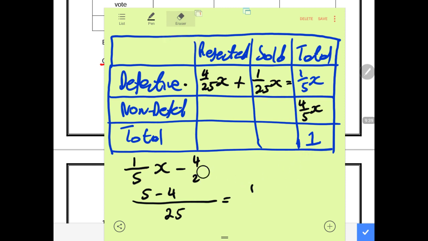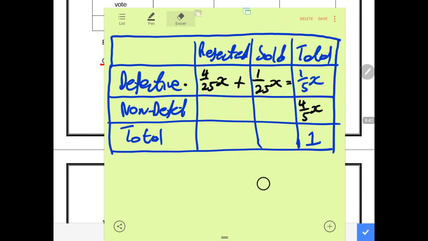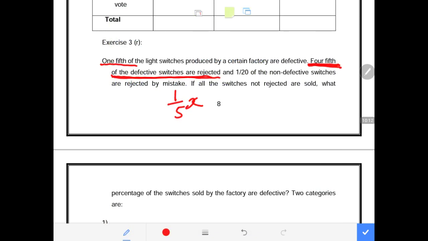Then let us read the next information, because we are again limited on what else to do next. They did not tell us about those that were sold, but we had to calculate those that were sold. We said the total minus those that are rejected, then the rest will be those that were sold. Then let us read the next information provided to us. It says, and 1/20th of the non-defective switches.